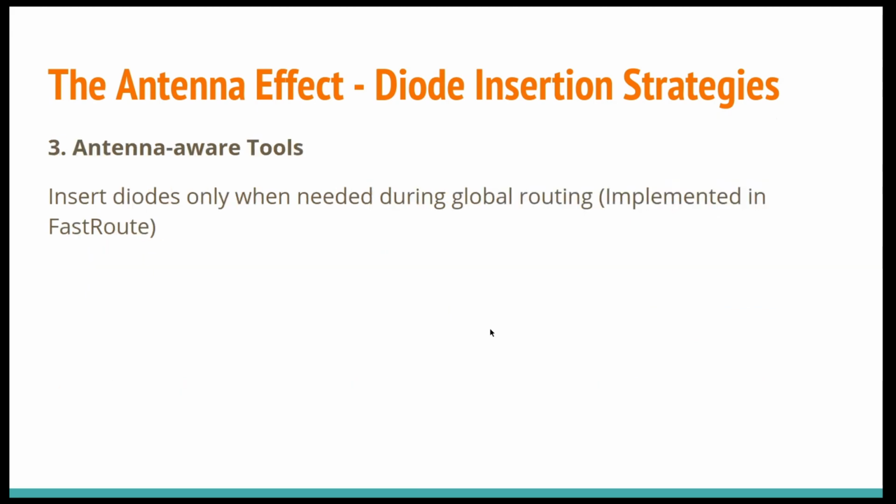So of course it would be nice if we could only insert diodes as needed, but this requires antenna-aware tools, and the technique here is to insert diodes only when needed on the vulnerable sinks during global routing. This is already implemented in FastRoute and is being used, but is not 100% stable on Sky130.